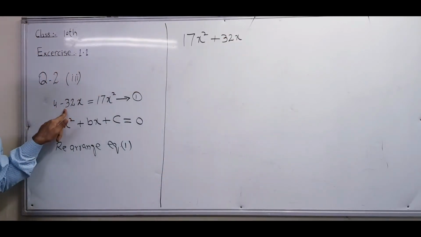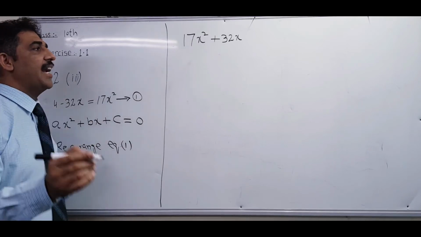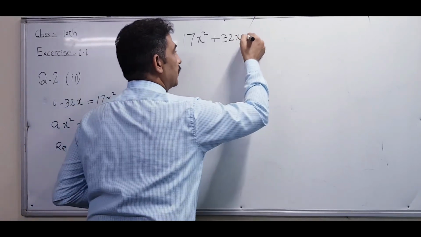After that, the constant term we have to shift. So what is the answer when shifting to the other side? Here it is positive 4, on the other side negative 4. Good.